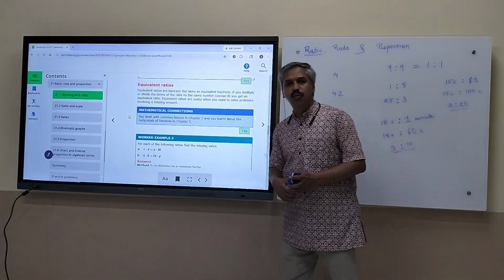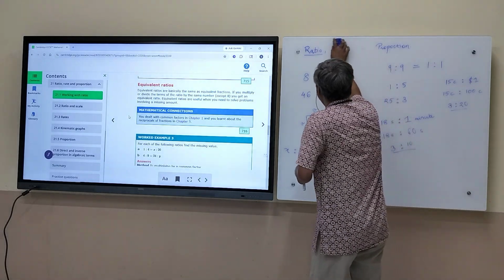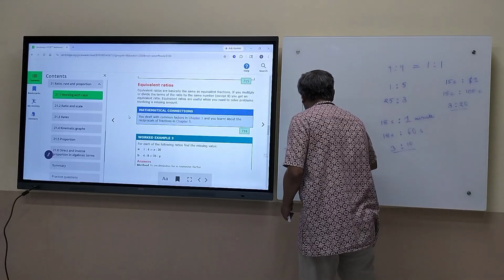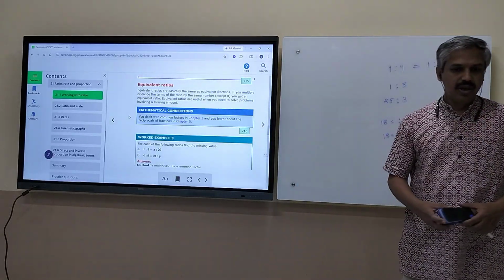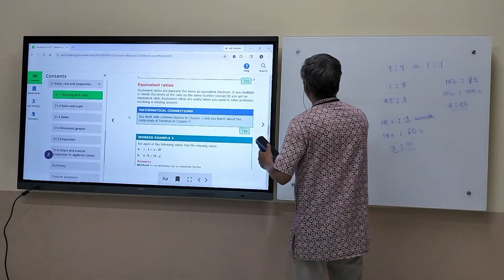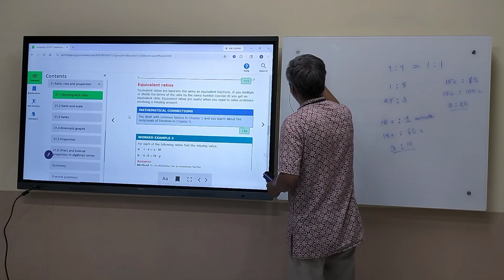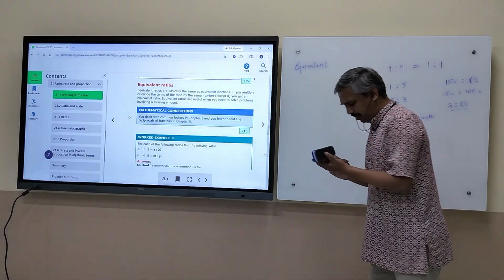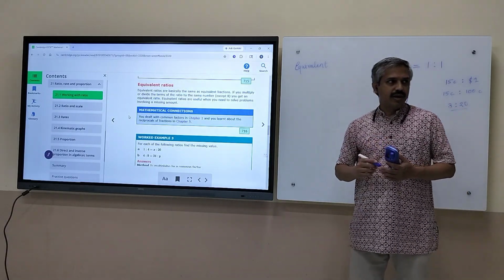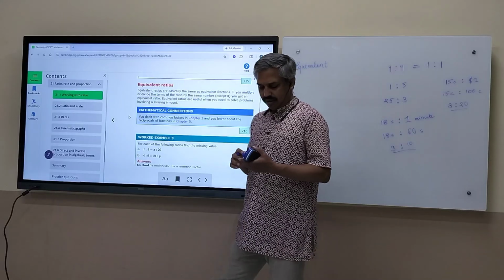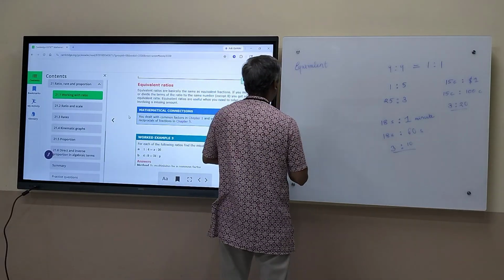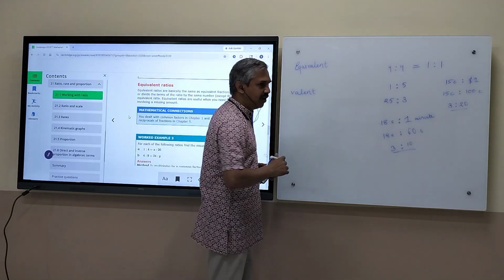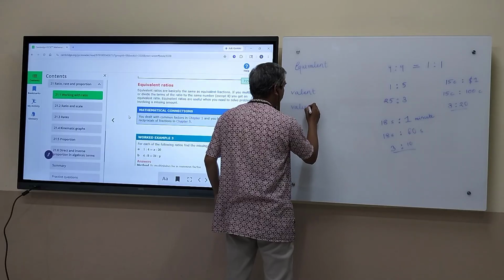Then we'll talk about equivalent ratio. Now it is very important we understand this word first. Before I explain the meaning of equivalent ratio, I would like to explain the meaning of the term equivalent, and then we'll talk about equivalent ratio. The word valent, VALENT, this word comes from the word VALUE, value.